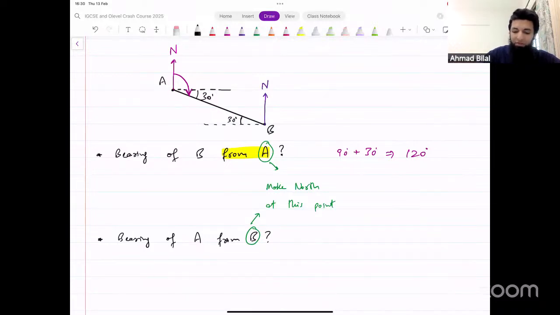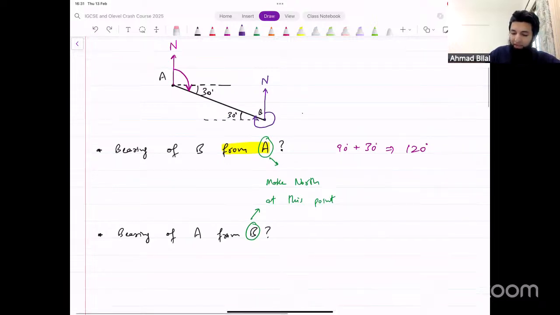And now what we can do is, we can go like this from this north. We can say, okay, let's go in the clockwise direction. This point is B. Let's go clockwise from here. This is the angle that we're looking for. Now, what's this angle? 90, 180, 270, right? Plus this 30. What do we get from that?